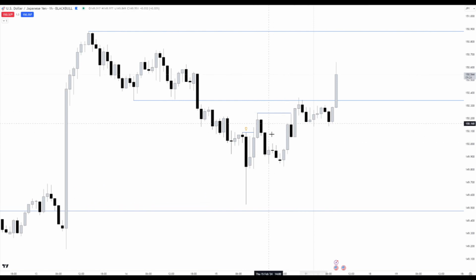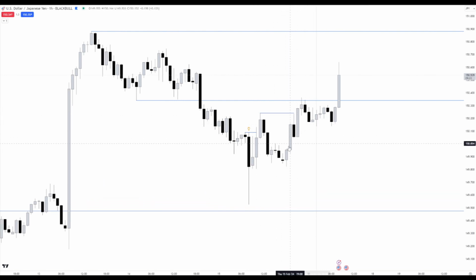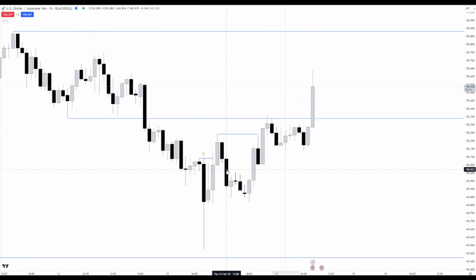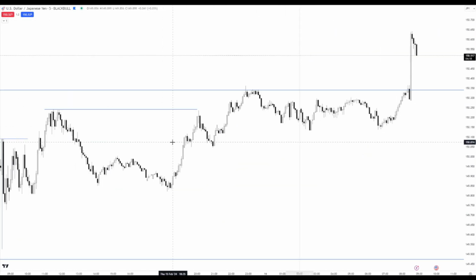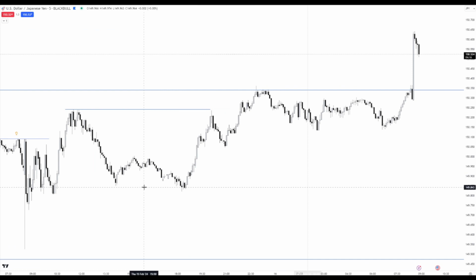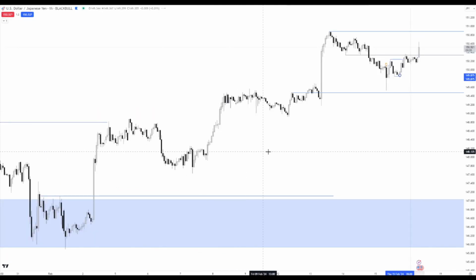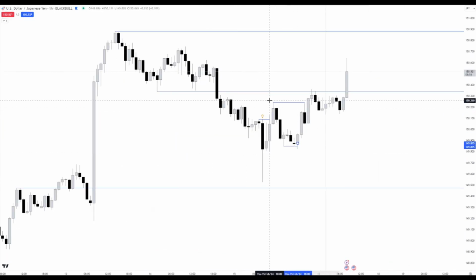We had here on the 5-minute a market maker buy model on this one here. If we go, you can see we had a market maker buy model. We had a purge here, and the market then changed state. As you can see, it went perfectly. But that was not my trade. My trade was here.